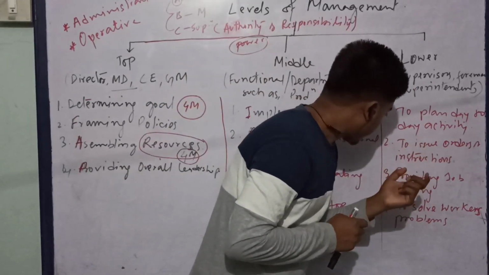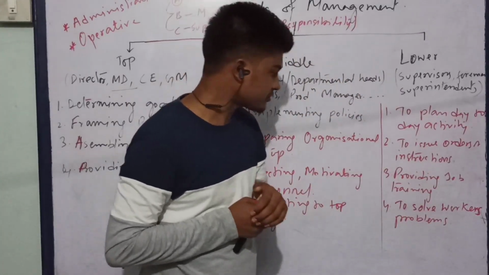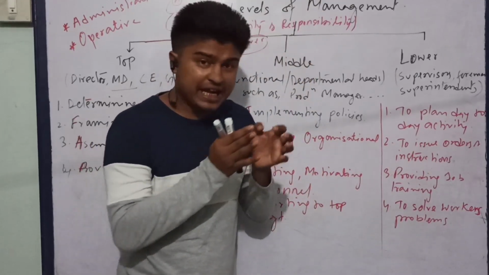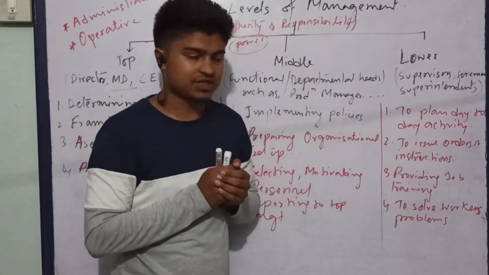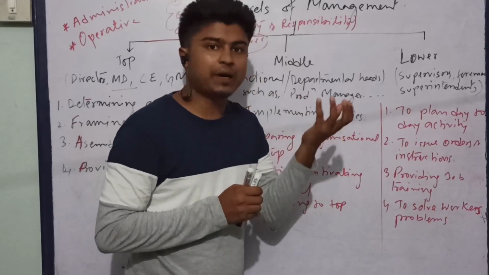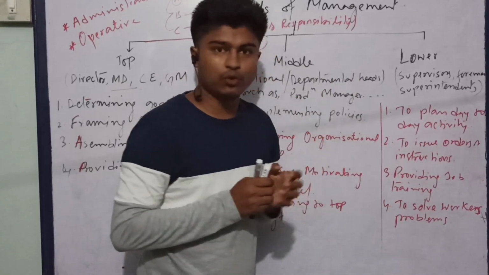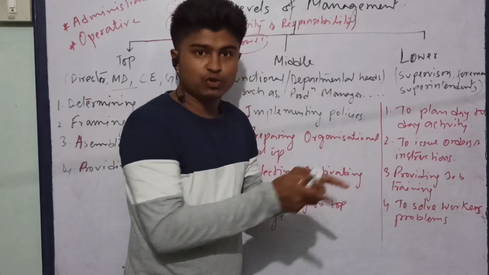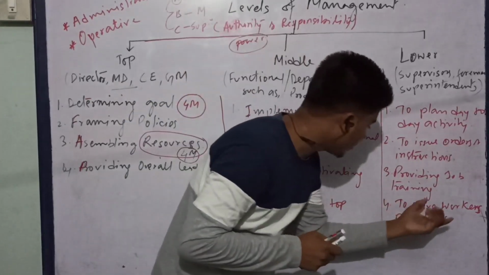Third, providing job training. Training means providing skill, enabling the workers to complete a particular task. If a person does not know a particular work or does not have the particular skill, then it is the duty of lower level personnel to give training, to make them ready and enabled to perform the particular work.